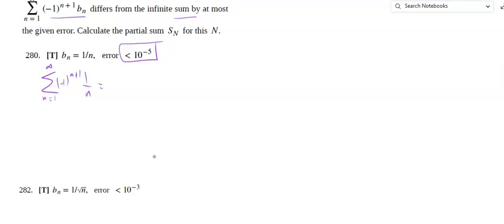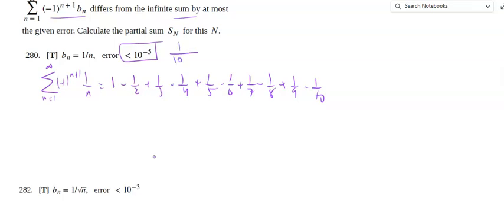And let me list a few terms out. That is 1 minus 1/2 plus 1 over 3 minus 1 over 4 plus 1 over 5 minus 1 over 6 plus 1 over 7 minus 1 over 8. And the list goes on. Now notice what they want. They want the error to be less than 1 over 100.